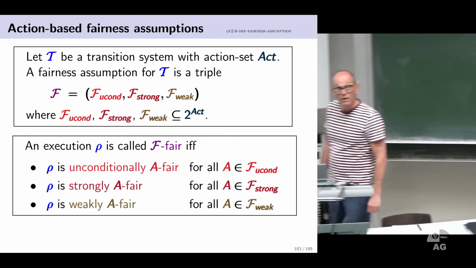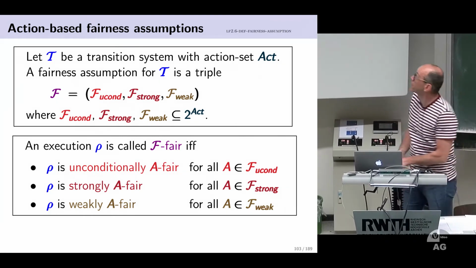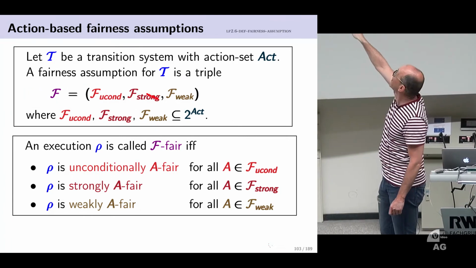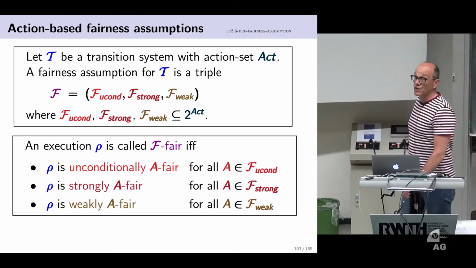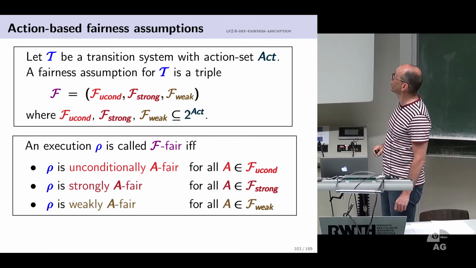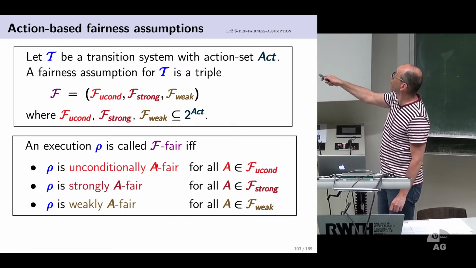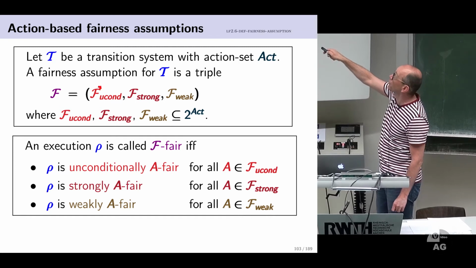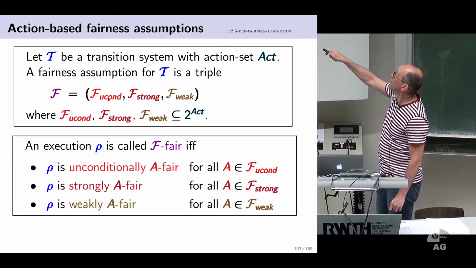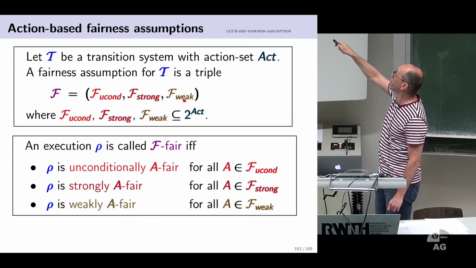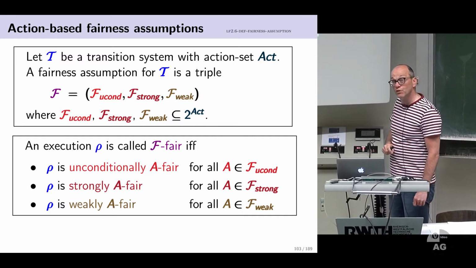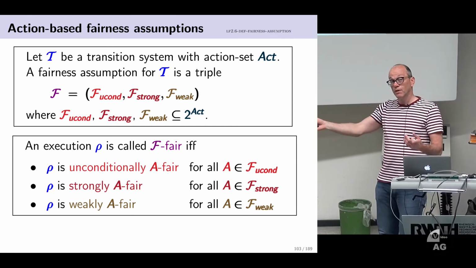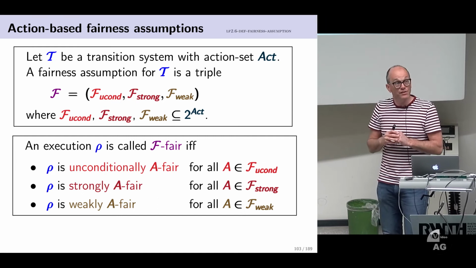An execution, a run, is called F fair. So F is this triple. Every element in this triple is a set of actions. A run is fair with respect to this object if and only if it's unconditionally A fair for every A in this first set of actions. It needs to be strong A fair with respect to all A's in this set of sets. And it needs to be weak fair with respect to all actions in that set of sets. Okay, so it combines unconditional plus strong plus weak, but each of them themselves are combinations over several sets.